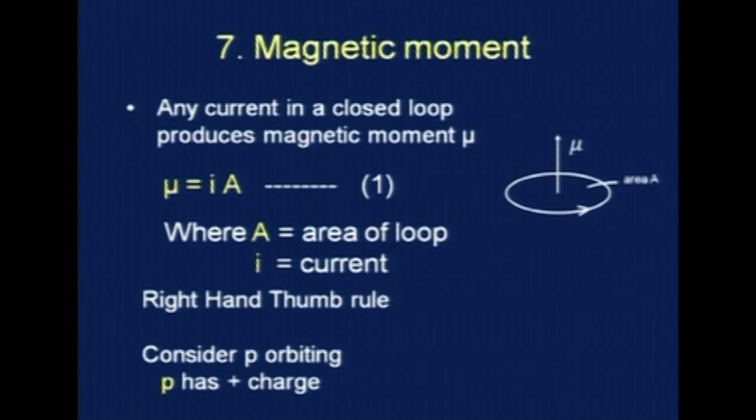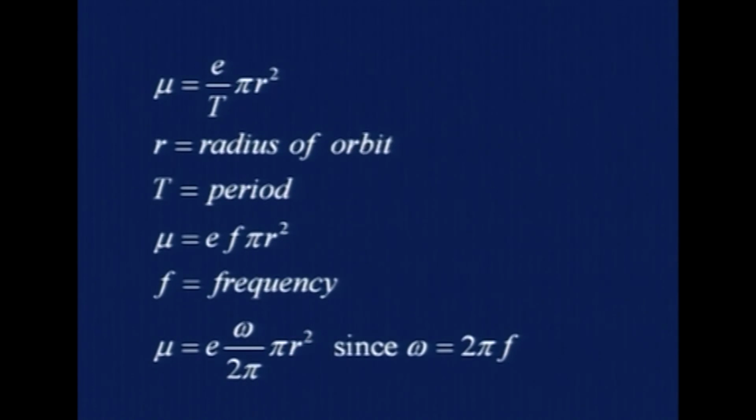What is that current? Current is nothing but charge flowing per second and the area is pi r square. So keeping that in mind, we go to the next equation. So mu is equal to E by T times pi r square, because the charge of the proton is E and the time taken for one revolution is the period T, and the area is pi r square. So just going back to I into A, this part is I and this corresponds to the area. R is the radius of the orbit, T is the period.